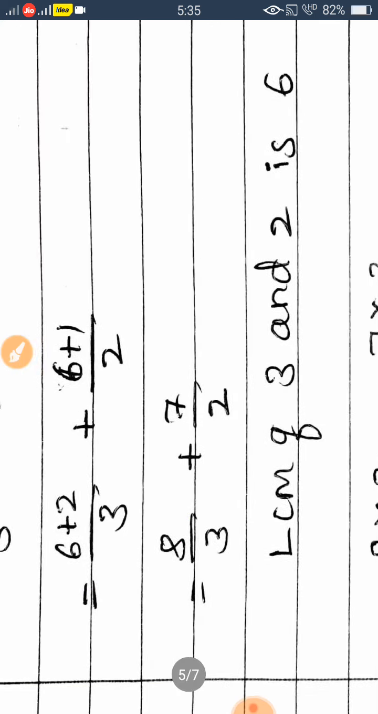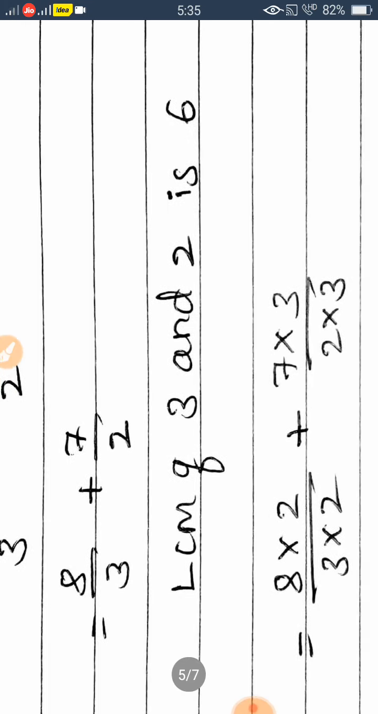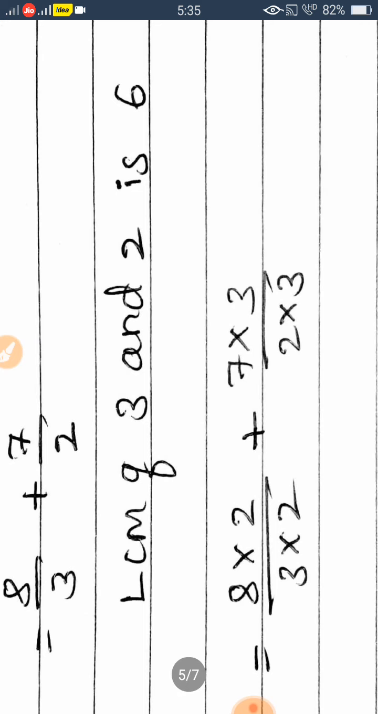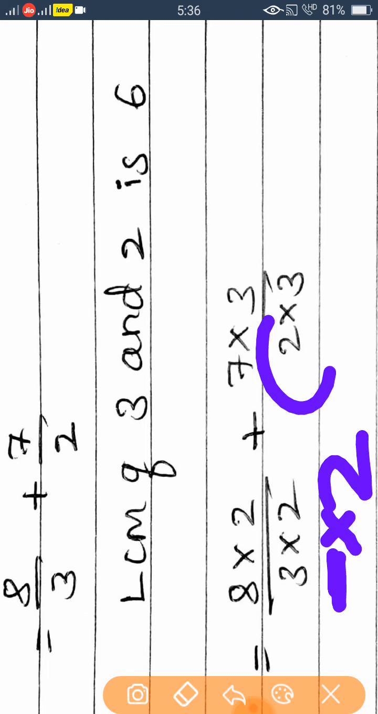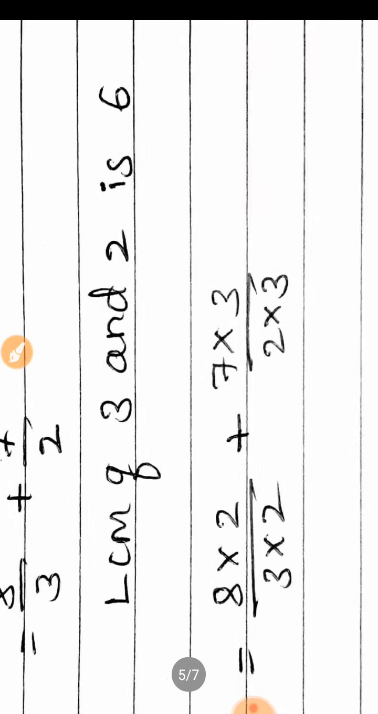See, the denominators again are not the same. We have to take the LCM of 3 and 2. It is 6. So I'll make 8 by 3 and 7 by 2 with the denominator 6. For 8 by 3, if 3 is there, by which number does it become 6? By multiplying by 2 it becomes 6. For 2, by multiplying by 3 you get 6, so multiply the numerator also by 3 here.